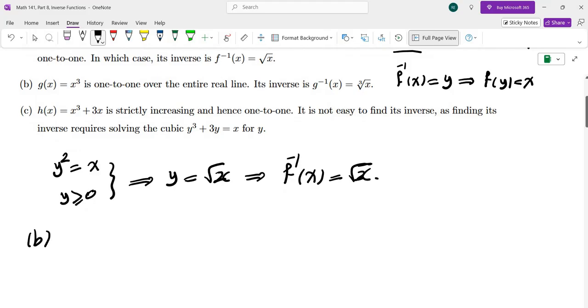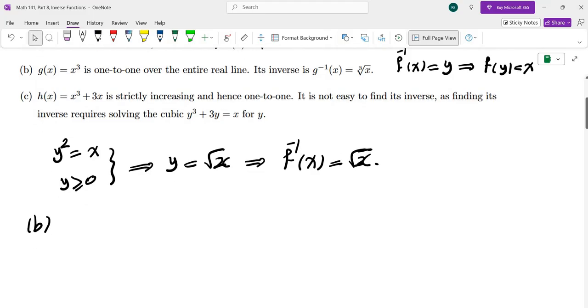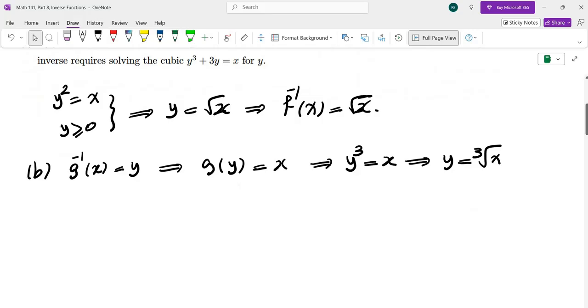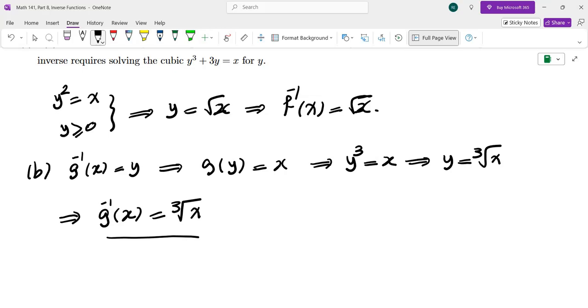For part B, if you look at the function x cubed, that is a one-to-one function over the entire real line. So if we let g inverse of x be y, that would mean g of y is equal to x, which would mean y cubed is equal to x. And from here we can get that y is cube root of x. Because the exponent here is odd, not even, we don't need plus minus. So that means g inverse of x is equal to cube root of x. So that's the inverse of that function.